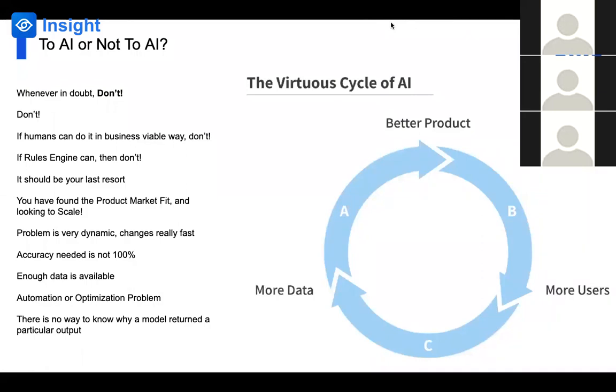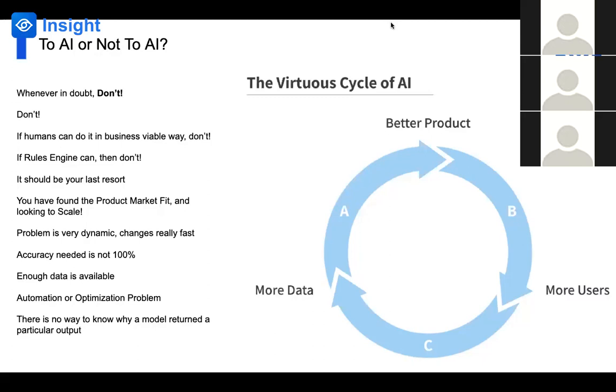Using ML or AI should be your last resort. When you don't have any other ways of achieving the solution, that's when you go to ML and AI. And when will that happen? You have hit the product market fit and you are looking to scale. You have a huge scale. Humans or a rule engine cannot solve that problem. That's when you go and try to take a crack at the problem using AI and ML.